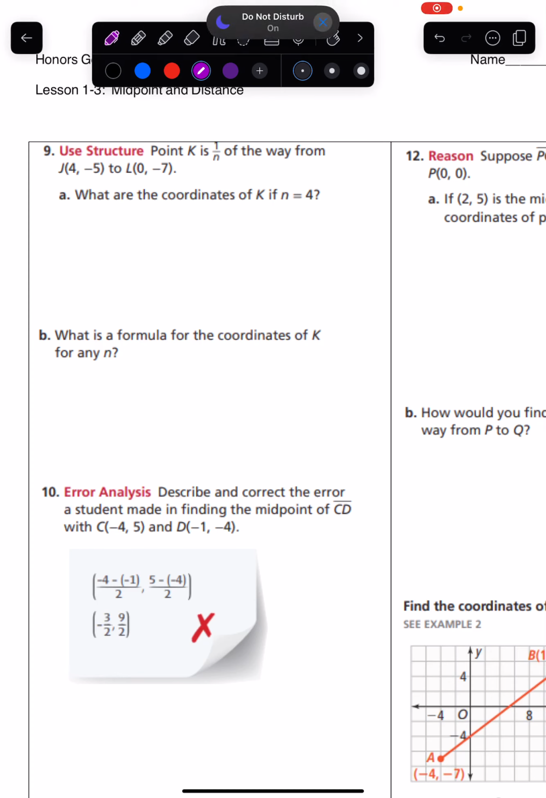Hello everybody, it is time to go over the lesson 1-3 worksheet, which is midpoint and distance. So we're going to start here with number 9. Number 9 is two parts.